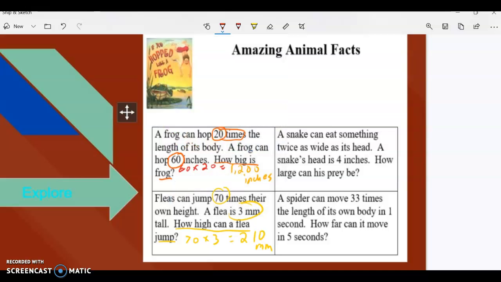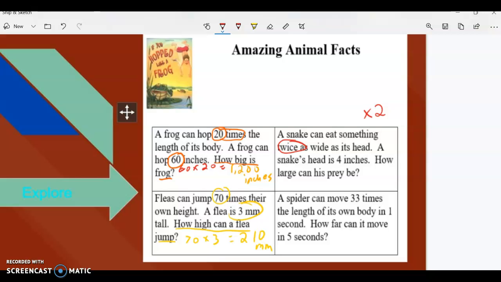A snake can eat something twice as wide as his head. A snake's head is 4 inches. How large can his prey be? So this is a key term right here. Twice as wide. When you think twice as wide, you have to be thinking along the lines of multiplying by 2 or repeated addition of that number.